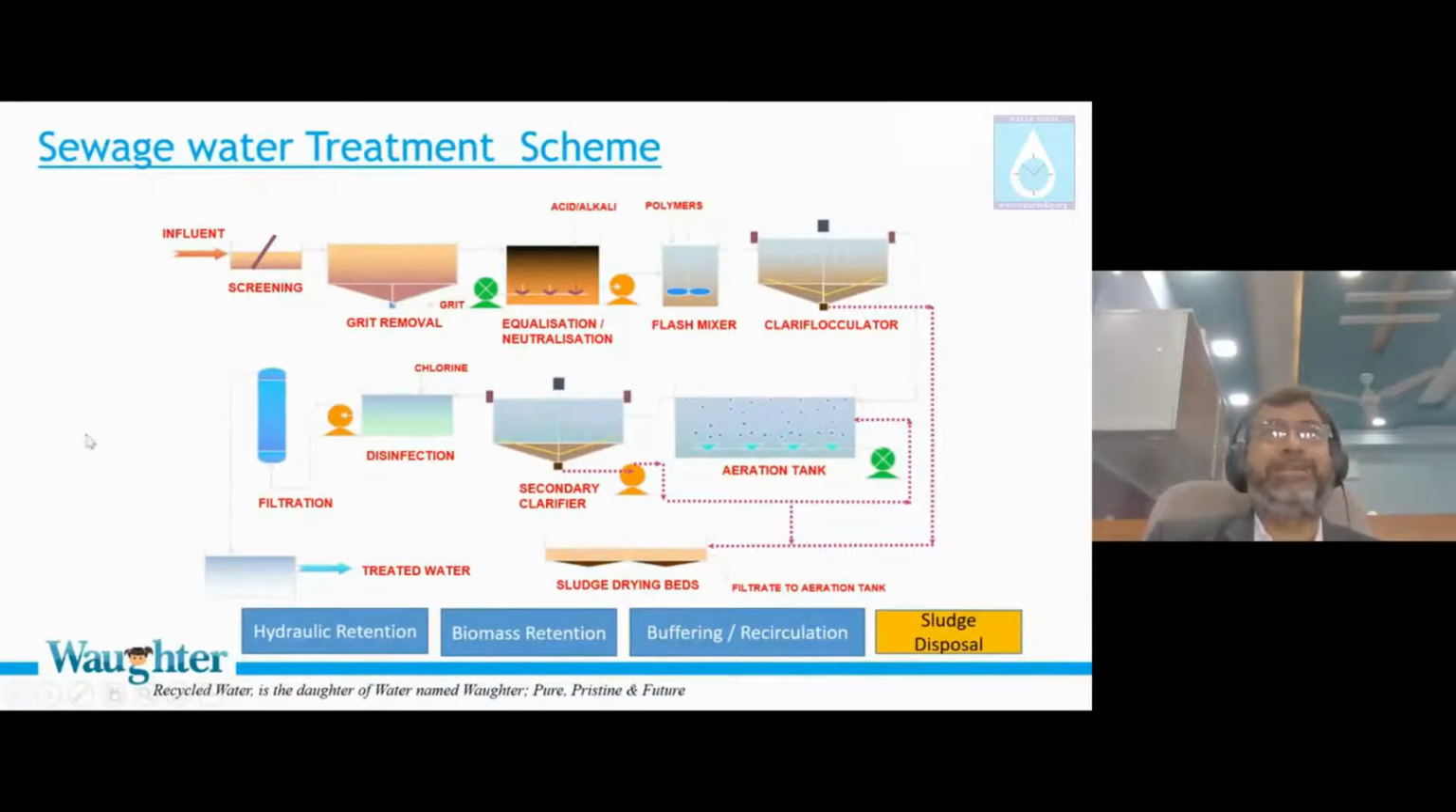A sewage treatment plant is not a cycle or a car. Okay, today I'll drive at 20 kilometers per hour, tomorrow at 40 kilometers per hour. A sewage treatment plant should actually work on a very fixed velocity and fixed flow rate throughout the period.